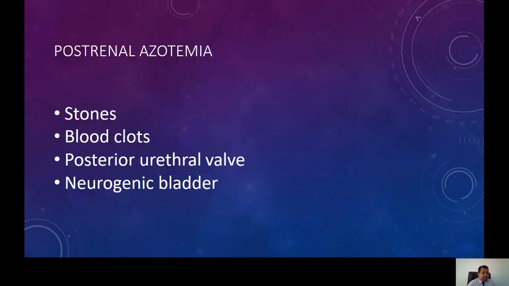Then post-renal azotemia: what are the causes of post-renal acute kidney injury? Those are very few. They are mainly due to obstruction, due to stones, blood clots, posterior urethral valve, neurogenic bladder. And if you can identify these things, they can easily be corrected or intervened.